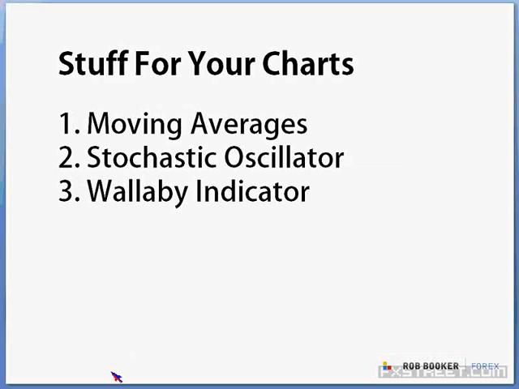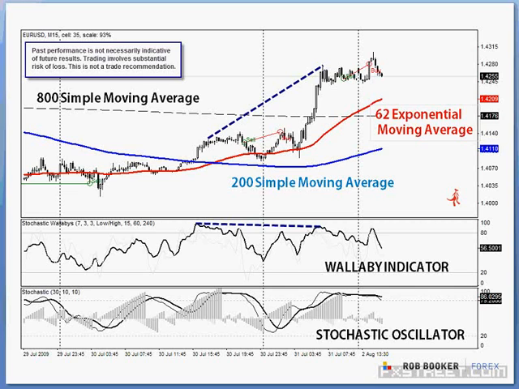Here's what you need on your charts to follow what we're going to do today. You need some moving averages, you need a stochastic oscillator, and you need the Wallaby indicator. I'll show you what those moving averages are and what that stochastic oscillator is right now. The 800 simple moving average is black and white. It's my favorite moving average. The 200 simple moving average is blue. The 62 exponential moving average is red. The Wallaby indicator is black, and it's in the middle there, and it's set to 733. And the stochastic oscillator is set to 30, 10, 10.